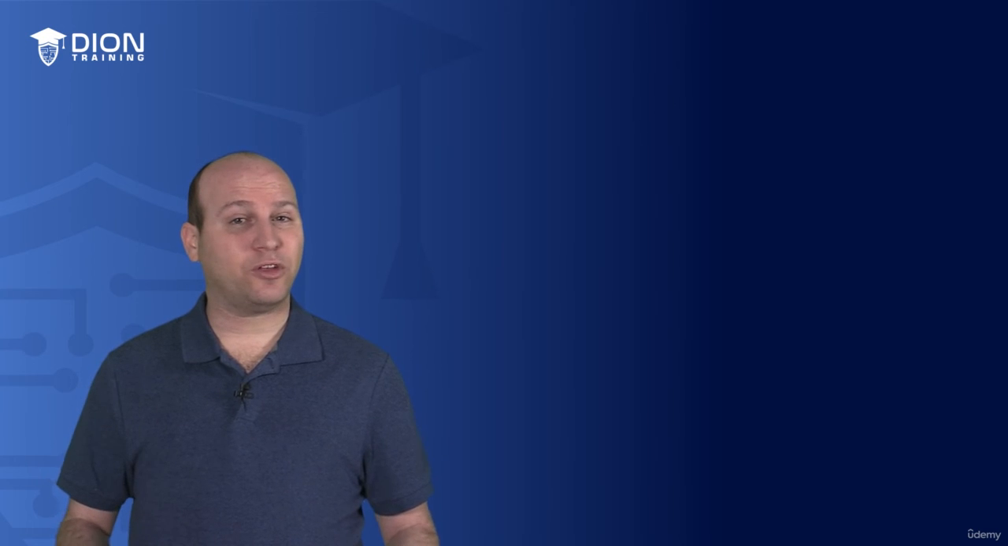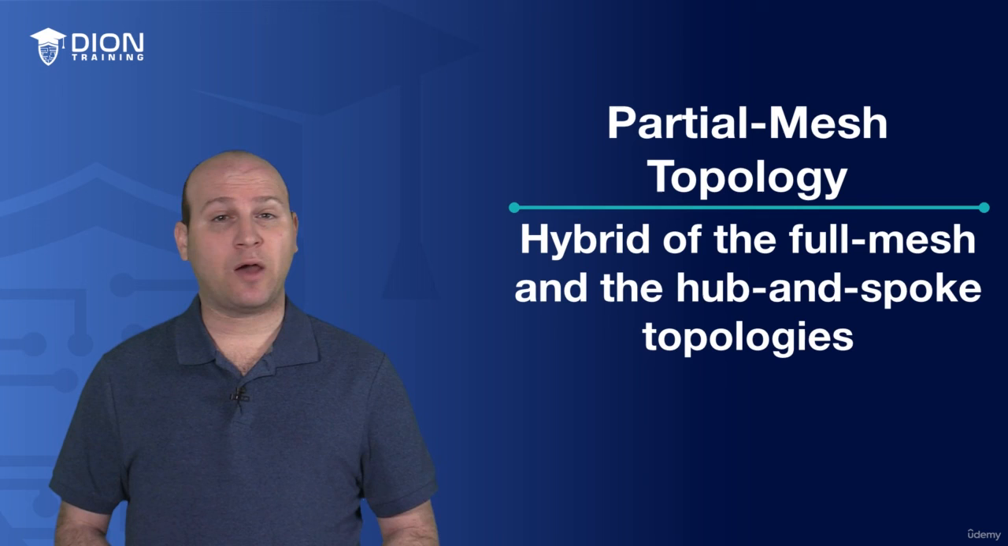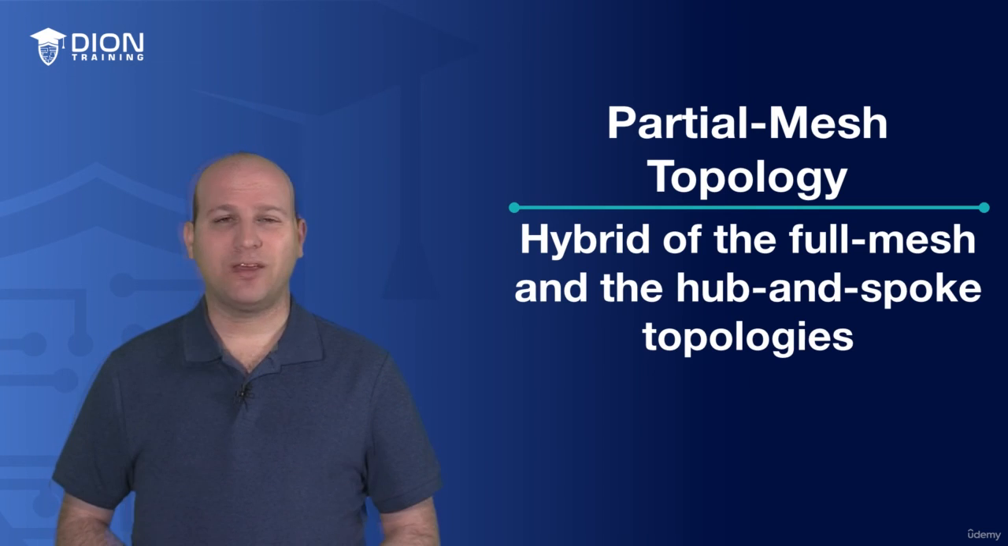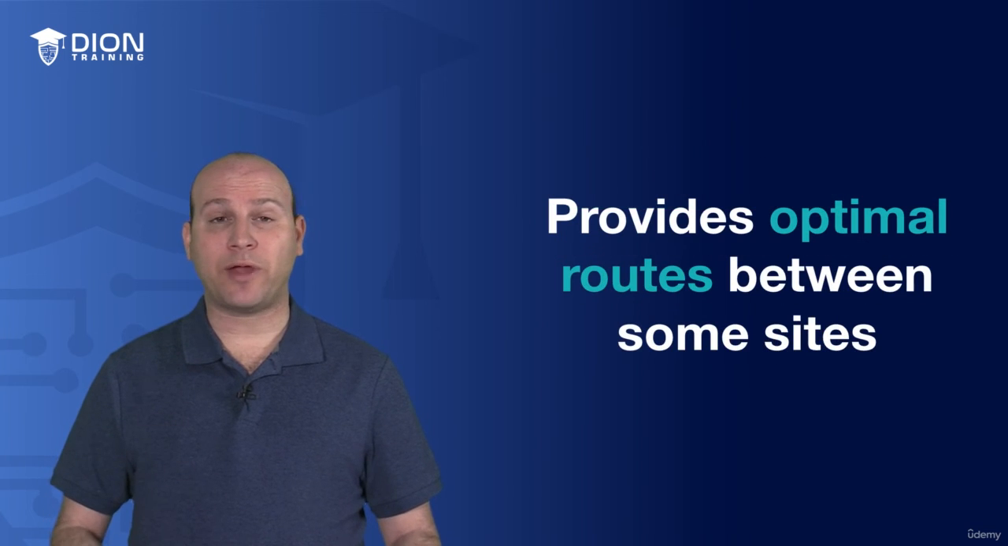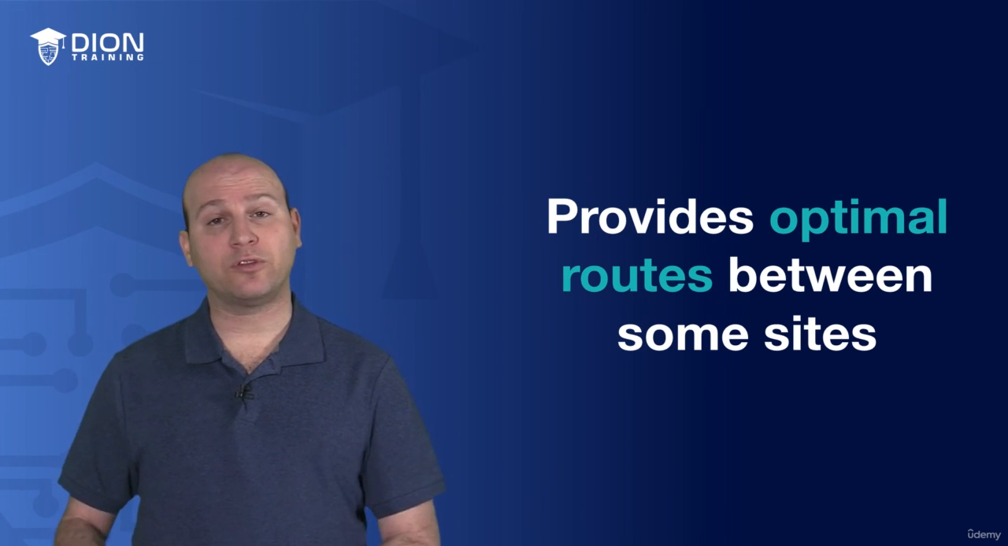Now, what might you see in your business networks? Well, you might see a partial mesh network. Now, a partial mesh network is a hybrid of the full mesh and a hub and spoke. Using this design, we can provide optimal routing between some sites, but not all of the sites. And so to get this right, you have to do a good survey and figure out where the busiest sites are and where the slow sites are.